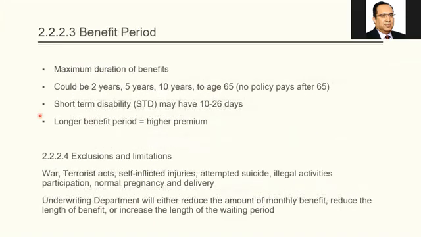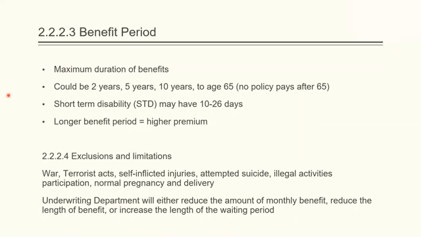So now the benefit period. The period of the benefit is how long they're going to get the payments. If they're going to get $3,000 or $4,000 monthly, is it going to be for 2 years, or 5 years, or 10 years, or to age 65? And keep in mind, no disability policy pays after age 65, because at that time the person is considered to have retired. So after retirement, no more disability payment.